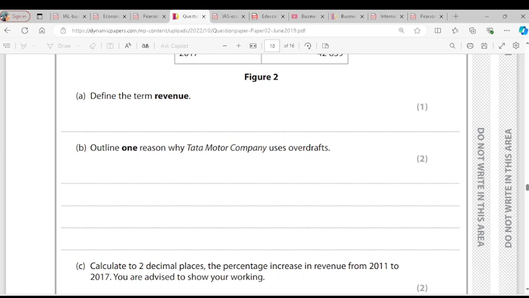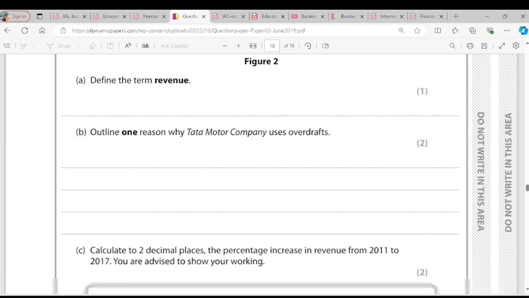So I wrote, Tata Motor Company may use overdraft to fund short-term finance, which means it has additional funds to purchase tires. Because it's a short-term finance, it might be used for operations. So that's the point there. Question 3.